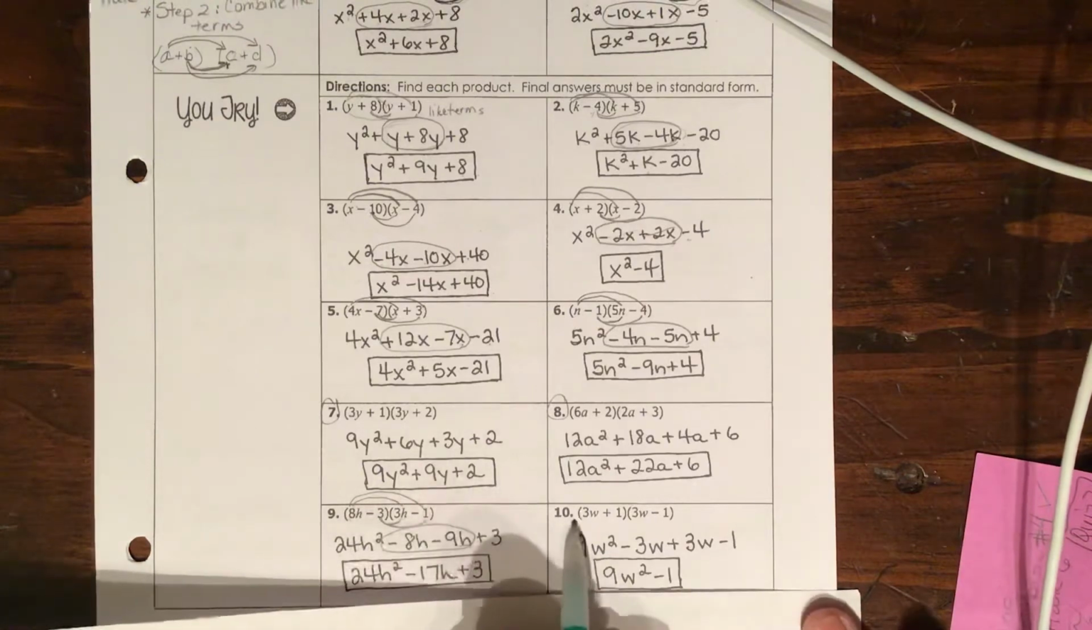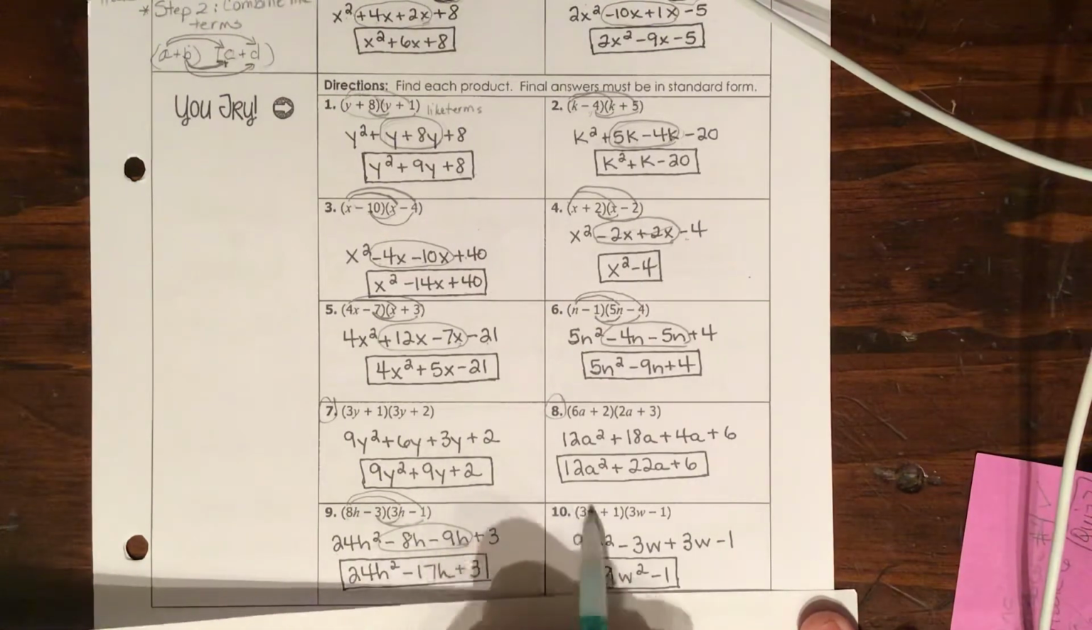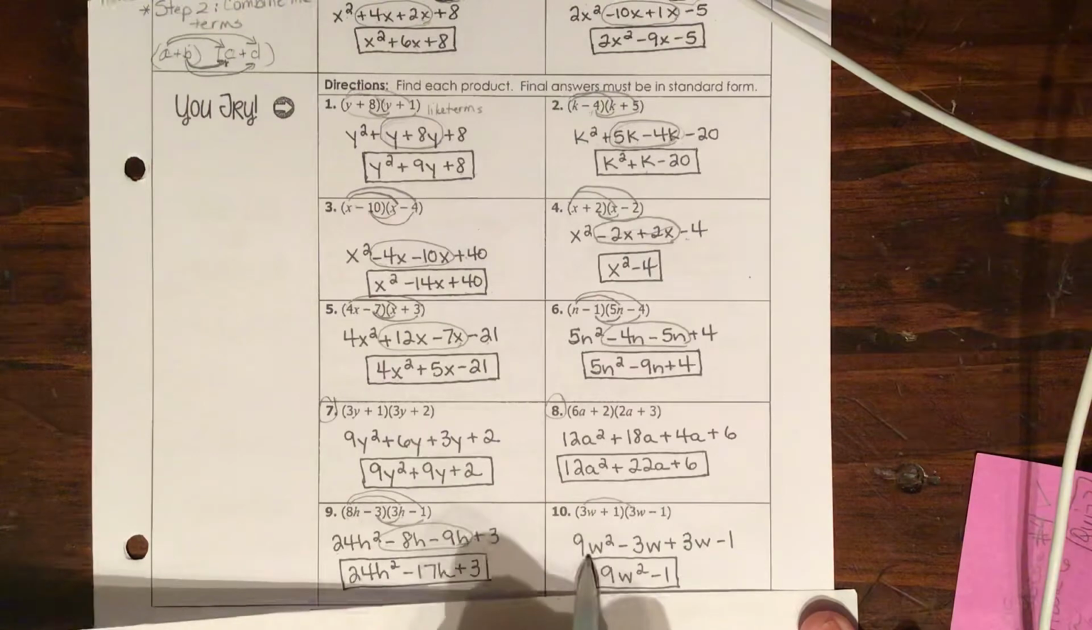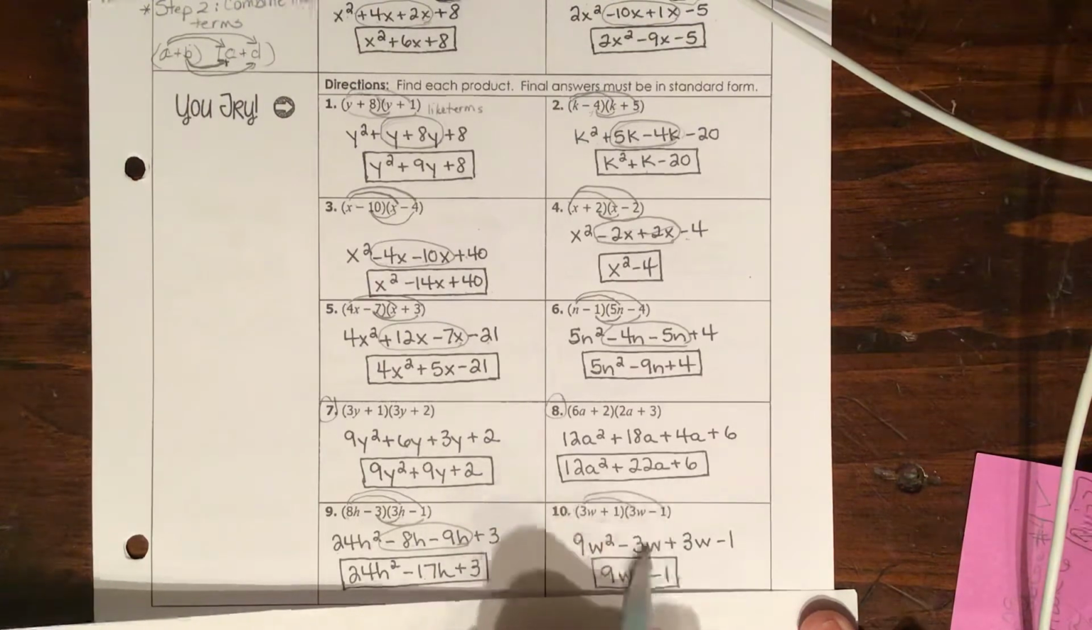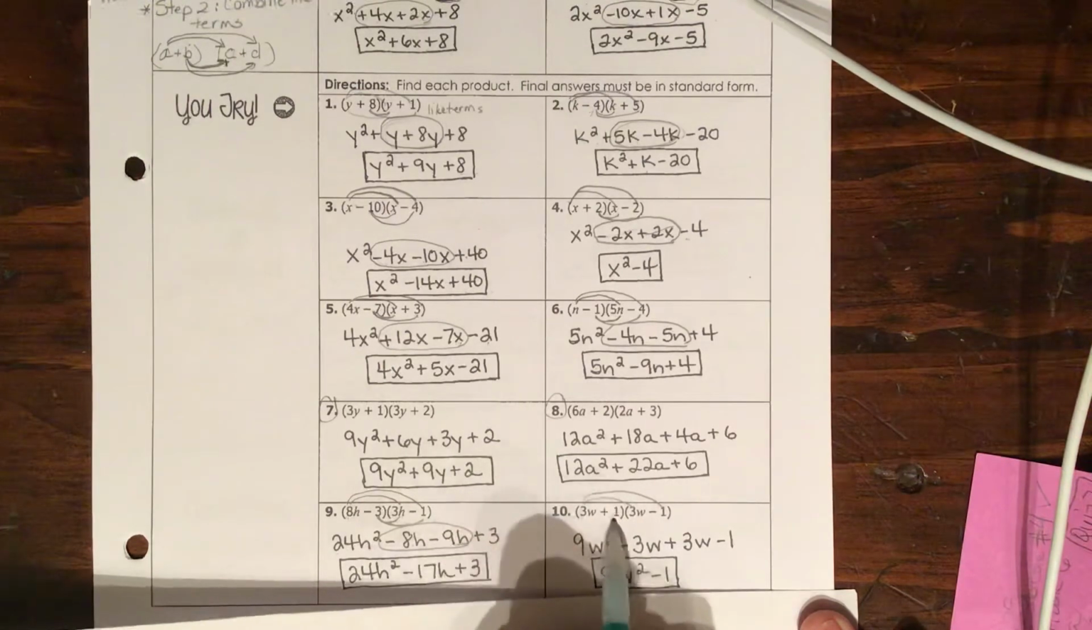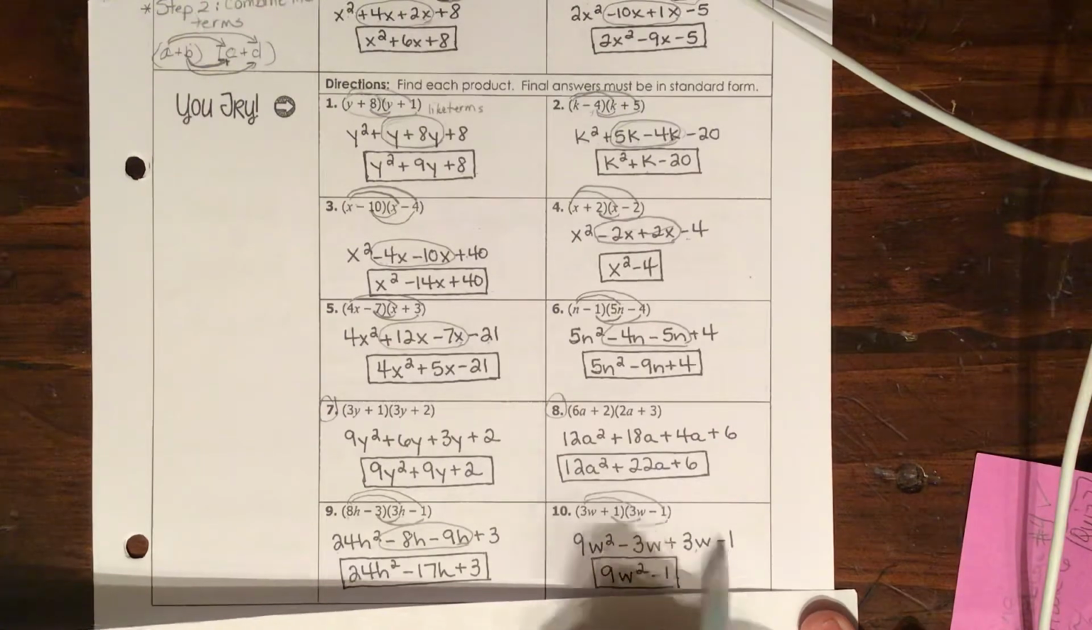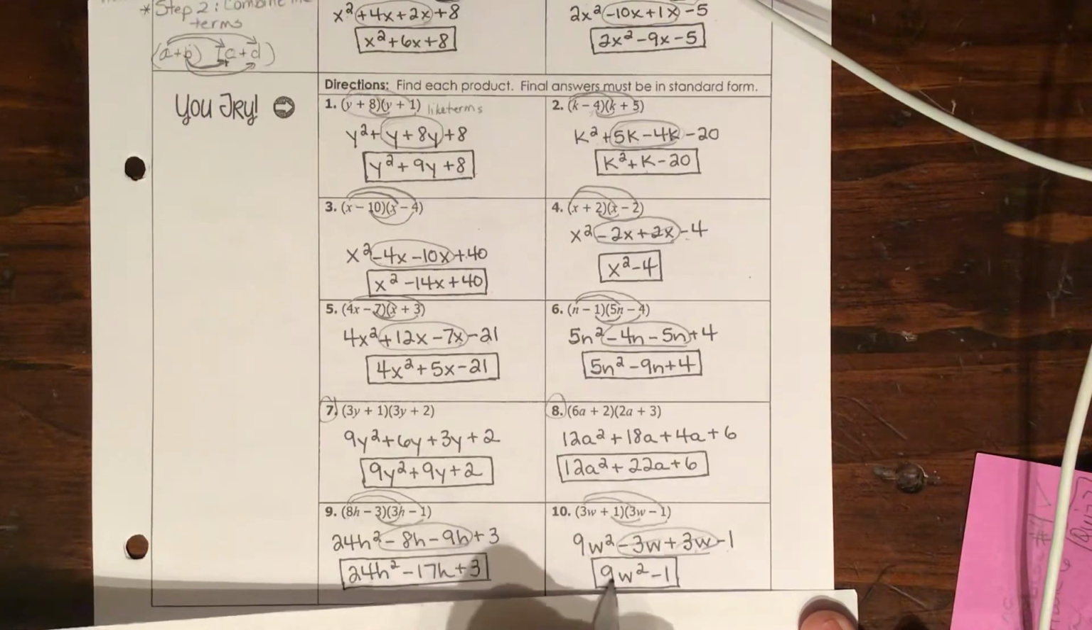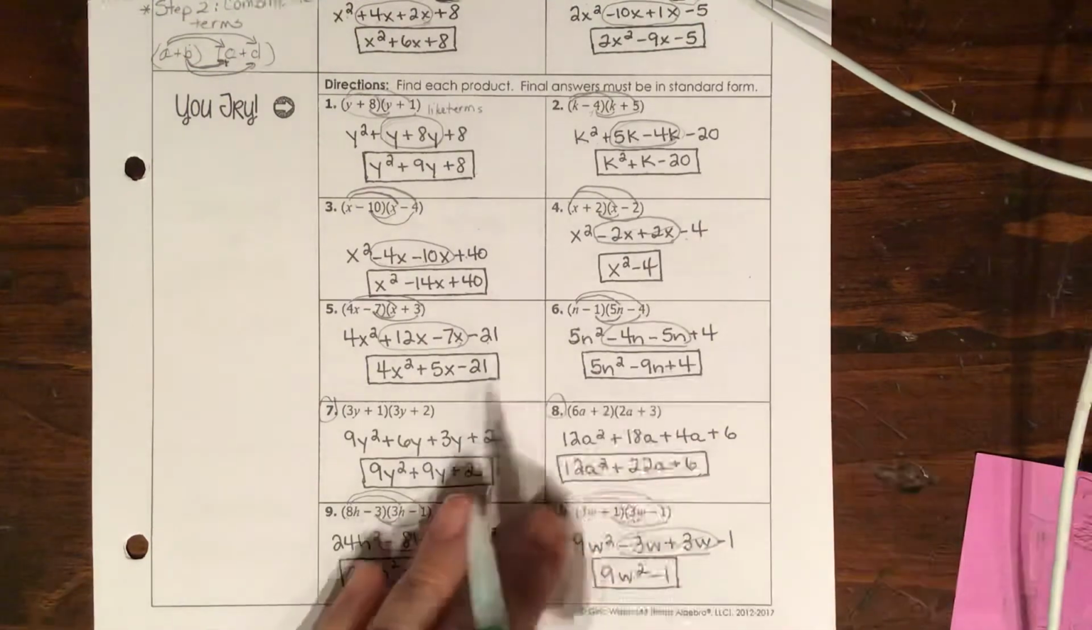And this one right here, number 10, is just like the other one. When you multiply 3w and 3w, it is 9w squared. This is negative 3w. This is positive 3w. And this is negative 1. Well, we see that these two cancel each other out, and so this is what is left. That's the only thing you do there.